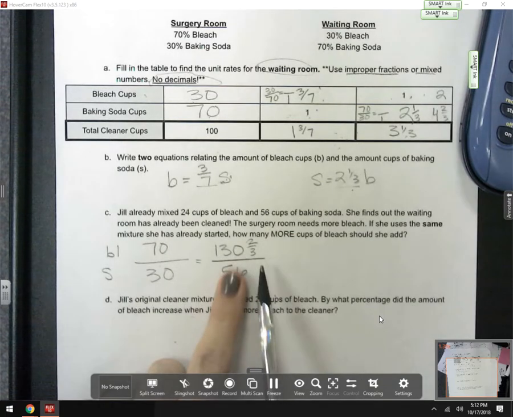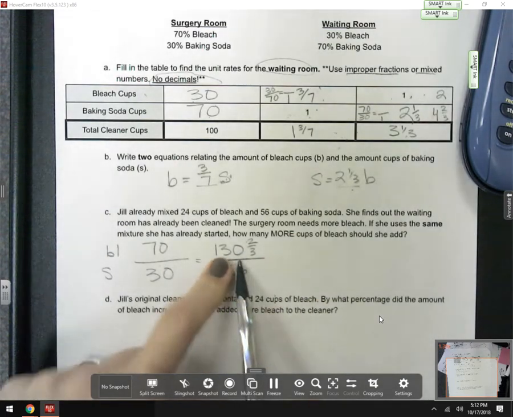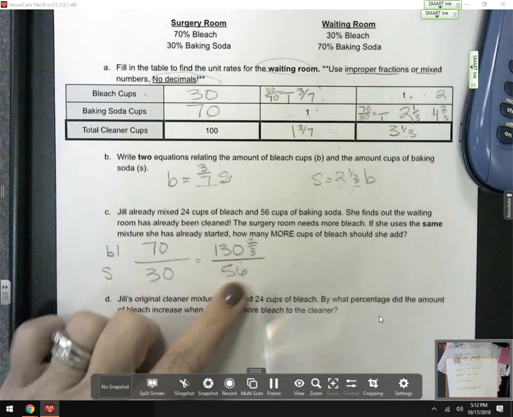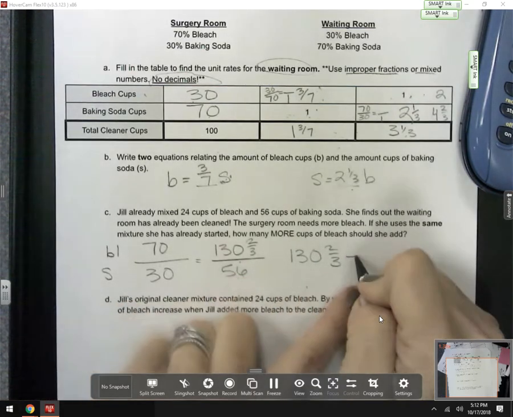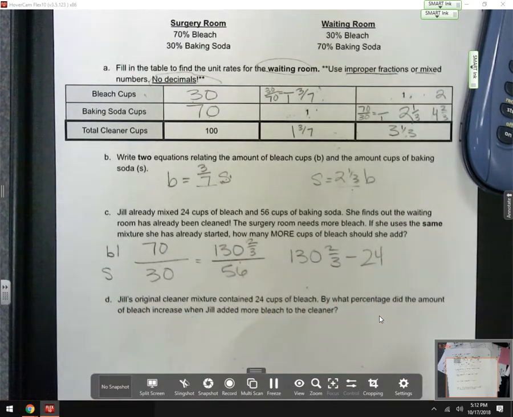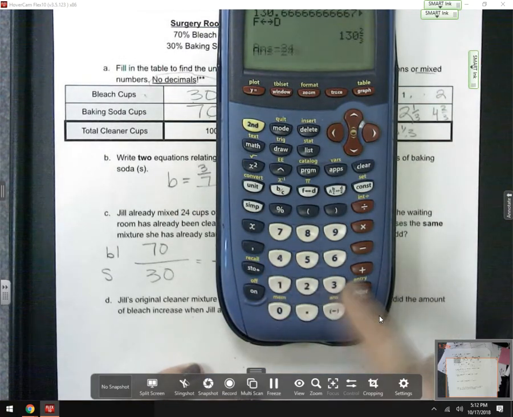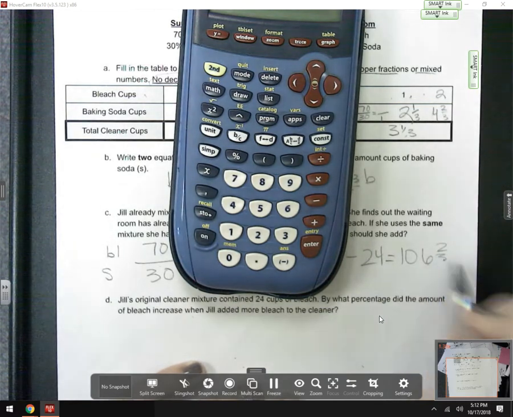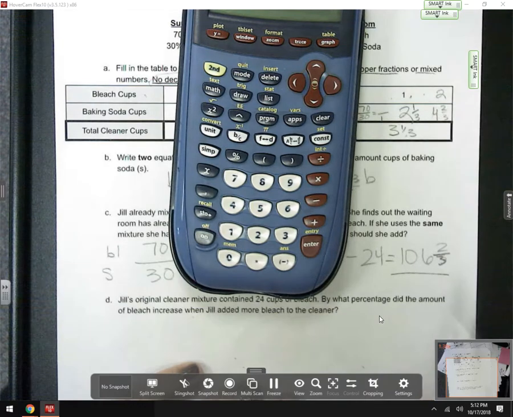Okay, so how many more cups of bleach should she add? This is how much she needs. She already has how much in there? She already has 24 in there. So what she's going to need to do is 130 and 2/3, take away that 24 that she's already got. So 130 and 2/3 take away 24 is 106 and 2/3. So that's how much bleach she has to add.